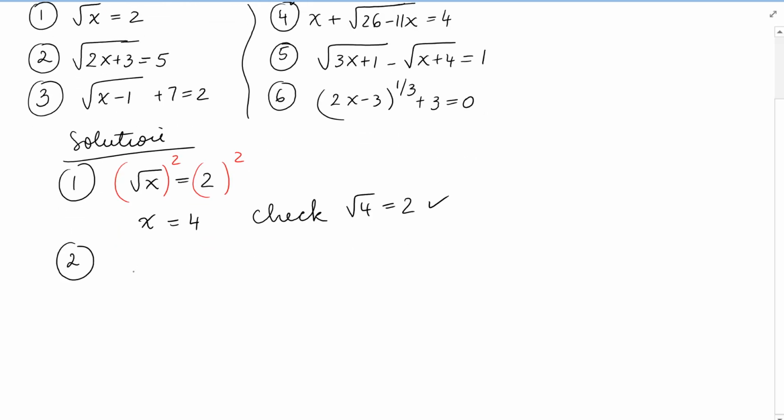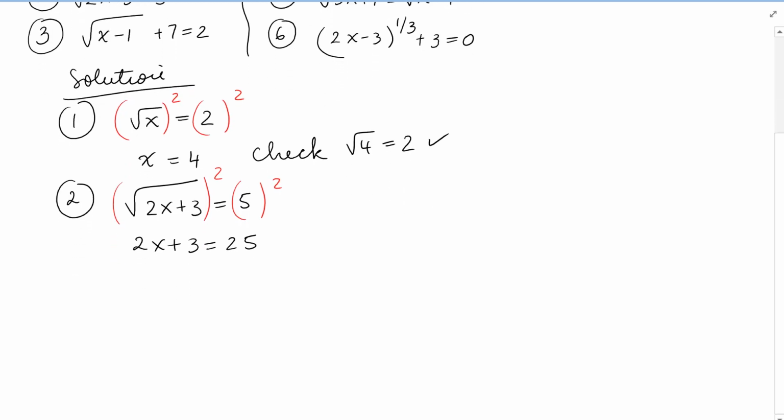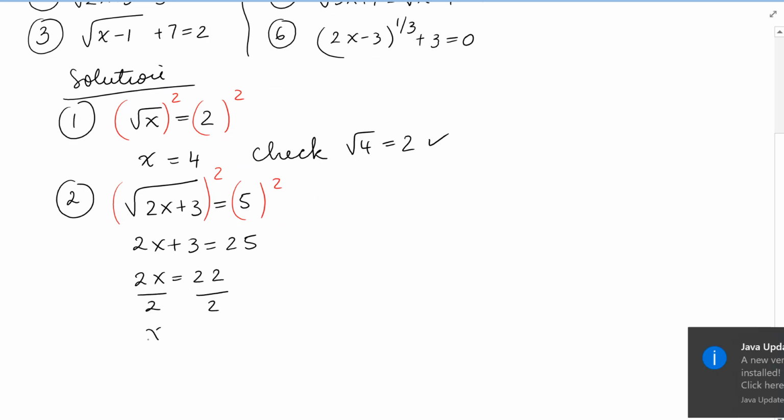Problem 2. Square root of 2x plus 3 equals 5. So it's pretty similar with the first problem. It just has more terms under the root. The same idea. We square each side. So the left-hand side is 2x plus 3. The right-hand side is 25. And we ended up with a two-step equation, which is 2x equals 22. We divide by 2, and x equals 11.